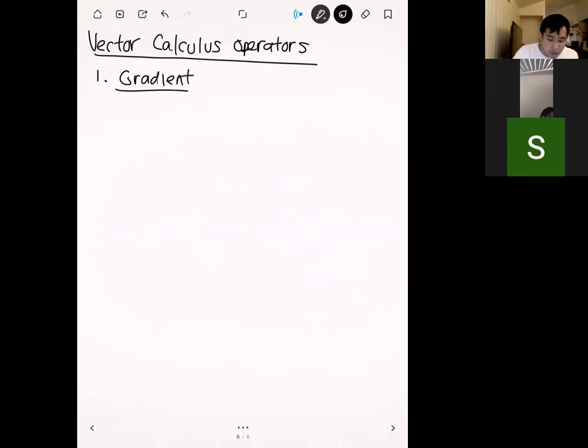The gradient operator is an operator in vector calculus. It's probably one of the first ones that you learn, and you can almost think of it as an expanded derivative. What the gradient does is take your function, take the derivative of that function in every single direction, and then save that in separate components.